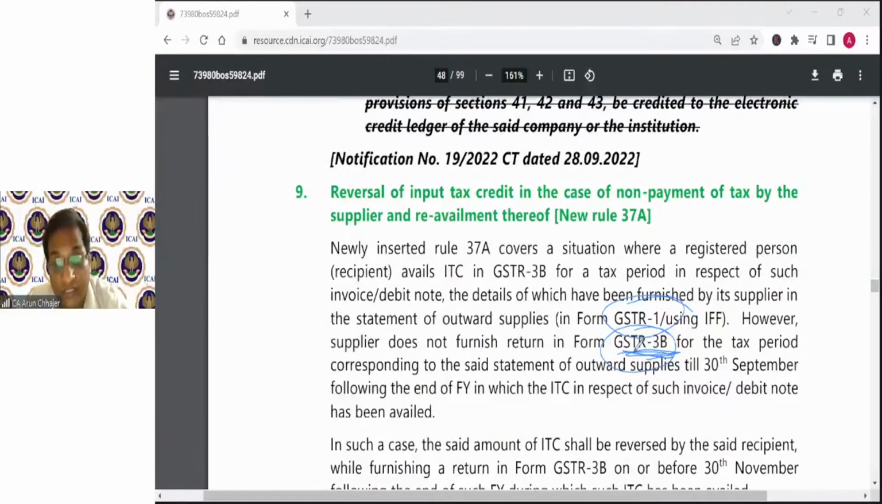If he has not furnished the 3B, suppose, then it means he has not paid the taxes. He has to pay by 30th September. If not, then ITC needs to be reversed by the recipient. Is that okay?